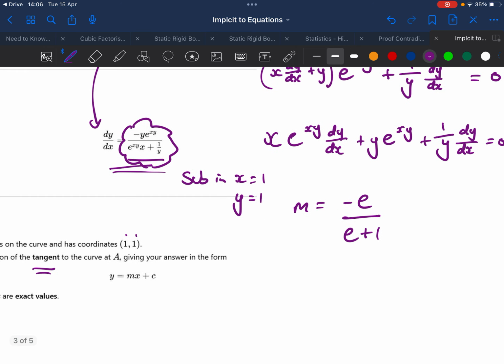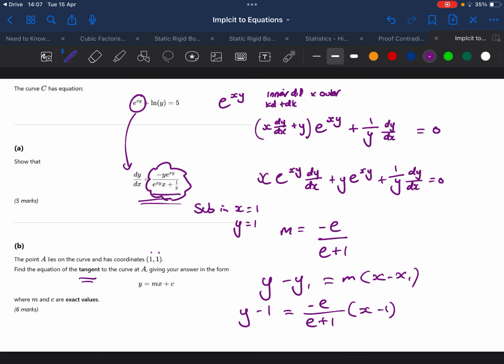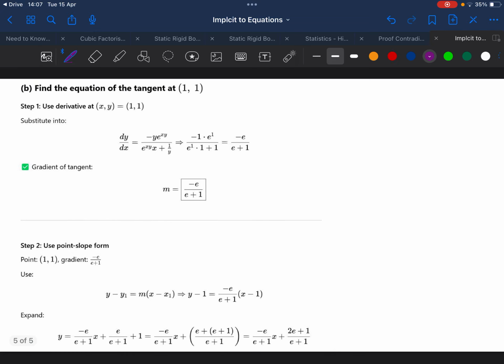Finally, the equation of the tangent, we're going to write out y minus y1 equals m(x minus x1). We're going to sub in our values, which is y minus 1 equals m. M is a bit complicated on this particular question. So it's all of that, and then it's x minus 1. And if you work it forwards, you should be able to get this final answer.